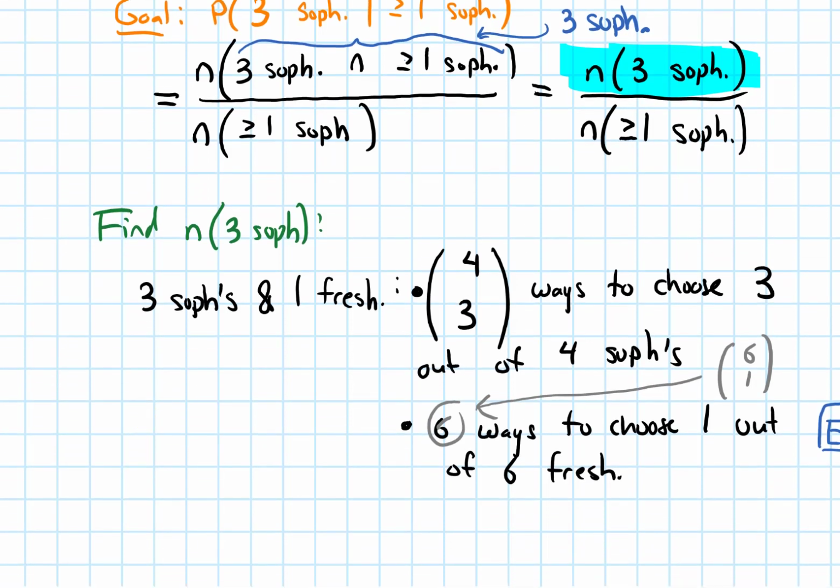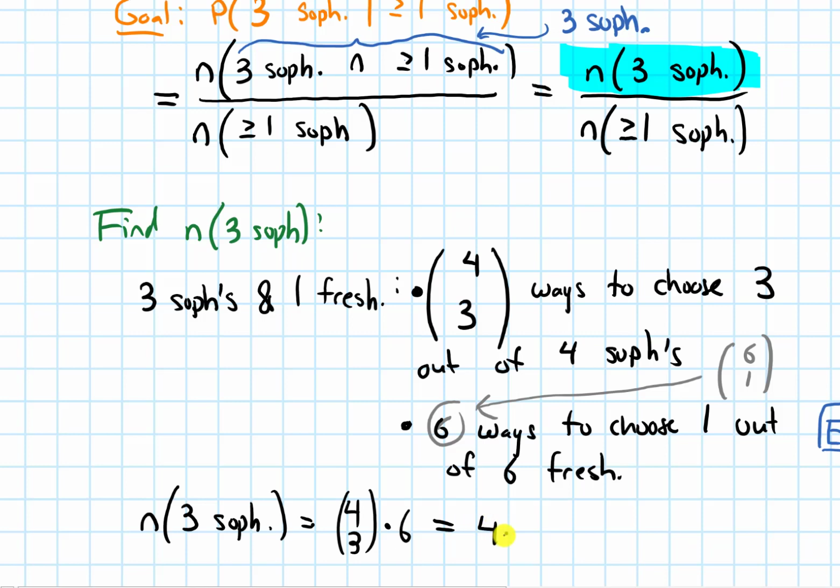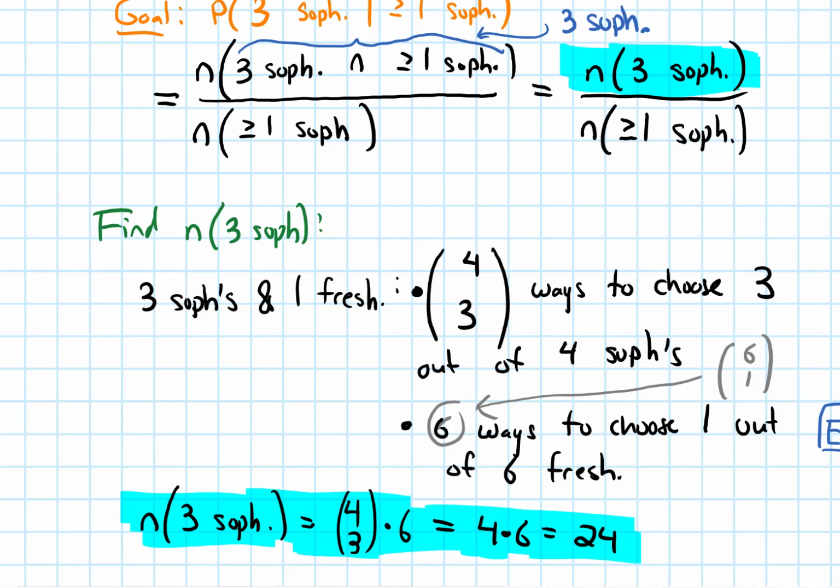Okay, so we are ready to write down the number of ways our group could have 3 sophomores, because I just take the 4 choose 3 and I multiply it by the 6. If we work this out, we end up getting 4 times 6, which is 24. So I'm going to highlight this in blue as well. 24 for the numerator.